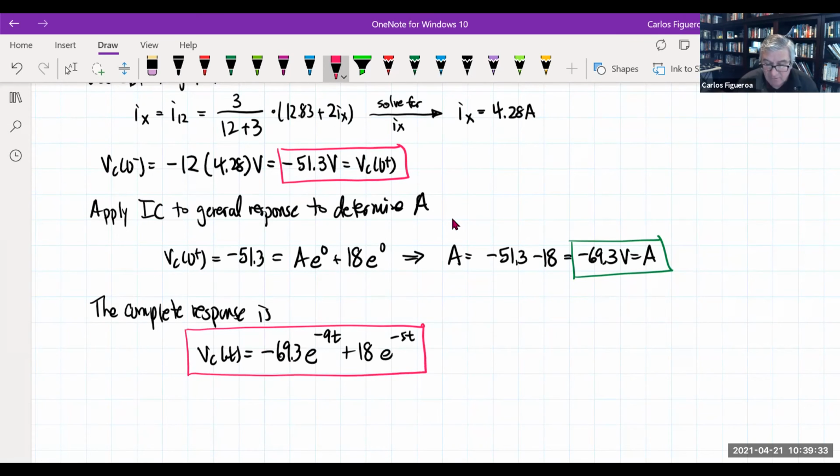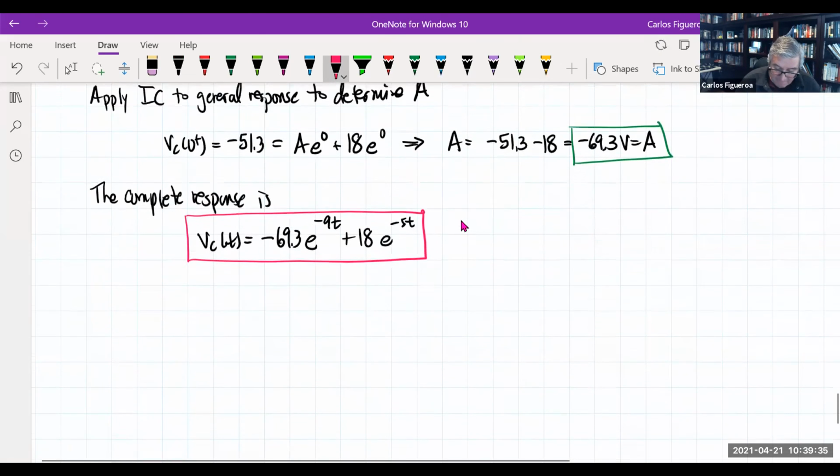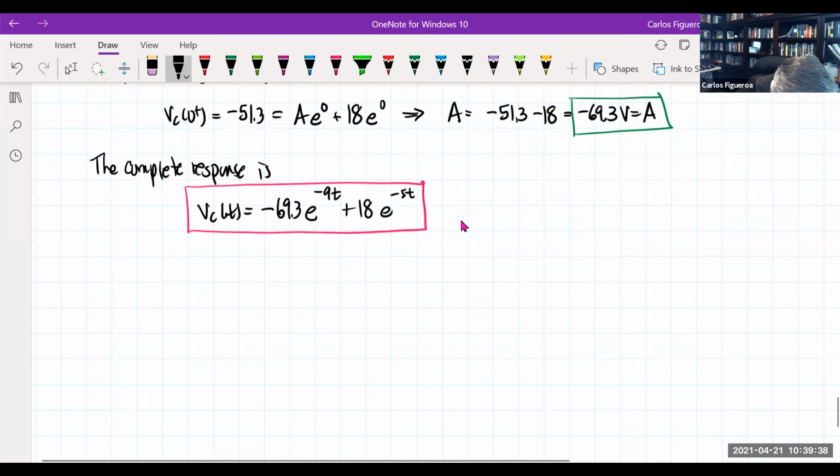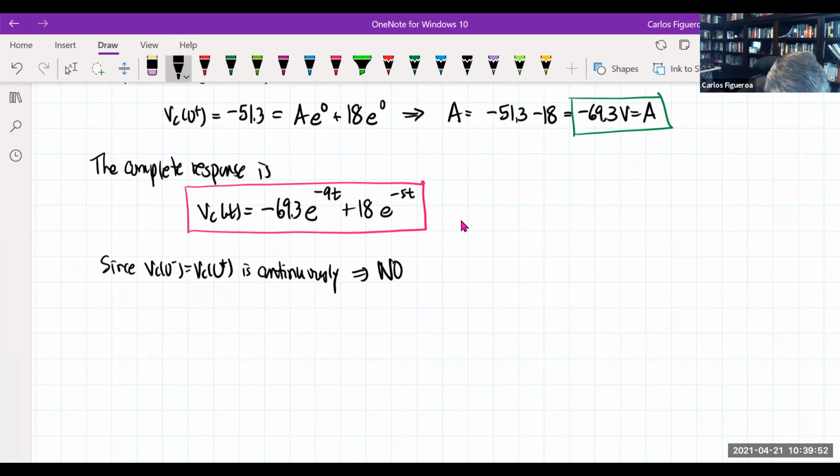So what does this look like? What's the plot of this guy? Well, since VC of 0 minus and VC of 0 plus is continuous, that implies no discontinuities. It should be a smooth curve. And so when I look at this guy, what am I actually seeing here? Well, for starters, we should be seeing something that starts where?